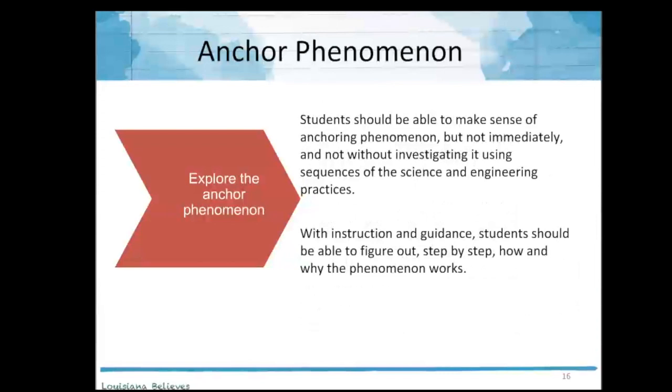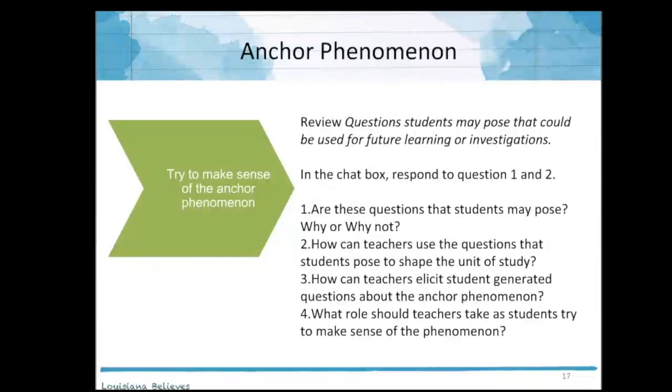So the next slide specifically states that students should be able to make sense of the anchoring phenomenon, but not immediately and not without investigating it using sequences of the science and engineering practices. With instruction and guidance, students should be able to figure out step by step how and why the phenomenon works. The role of the teacher is to select the resources that will help students understand how and why the phenomenon is occurring after they go through those series of investigations.